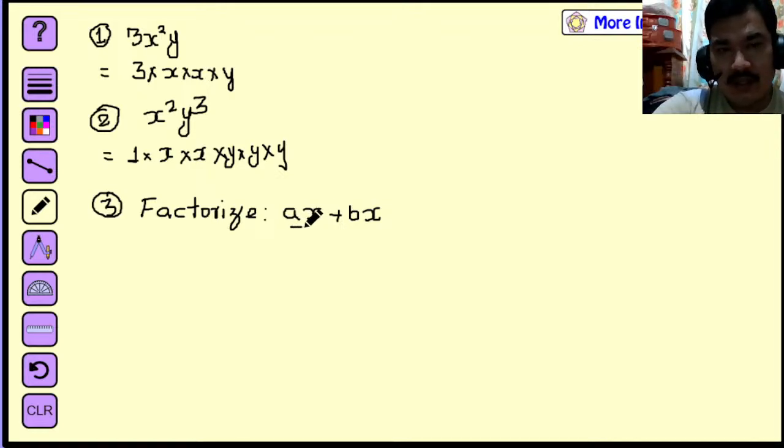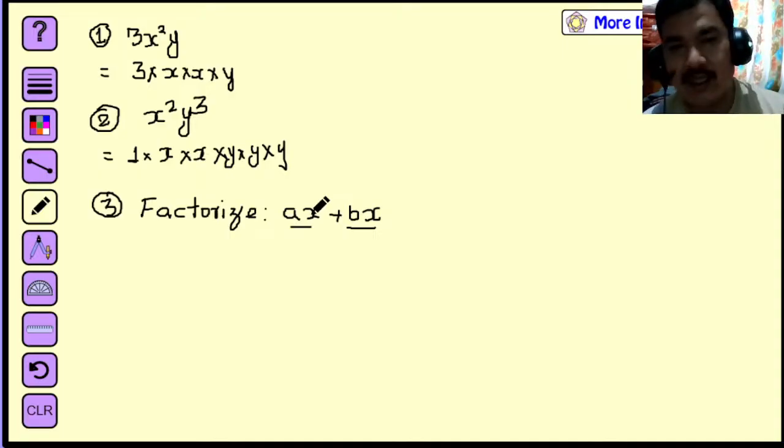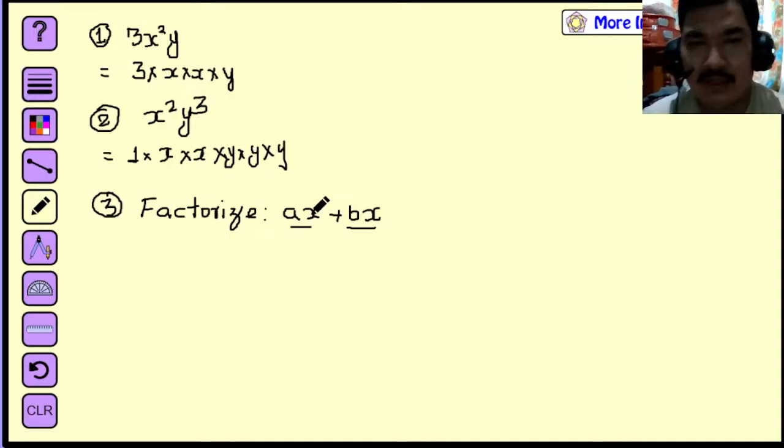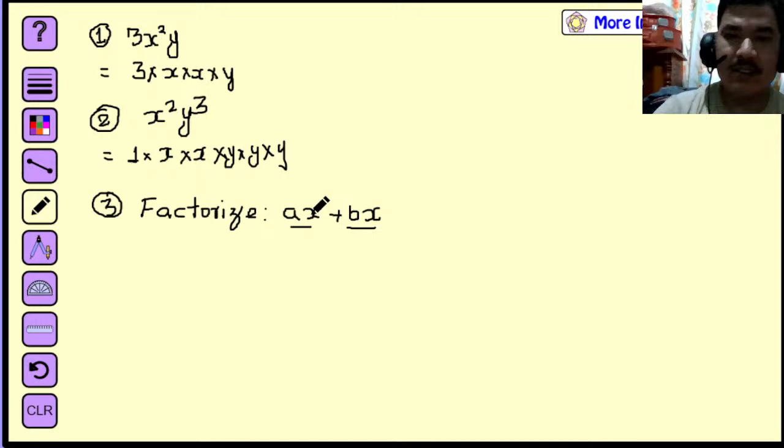One term is ax and the other term is bx, right? There are two terms here in this question, because the first one is ax, the second one is bx. These are separated by plus and minus sign. Only terms are separated by plus and minus sign, neither by division nor by multiplication.